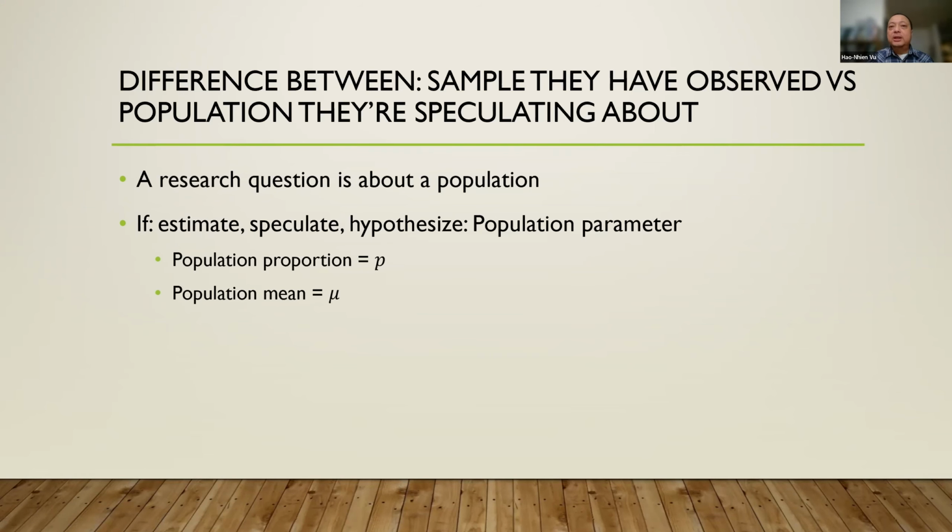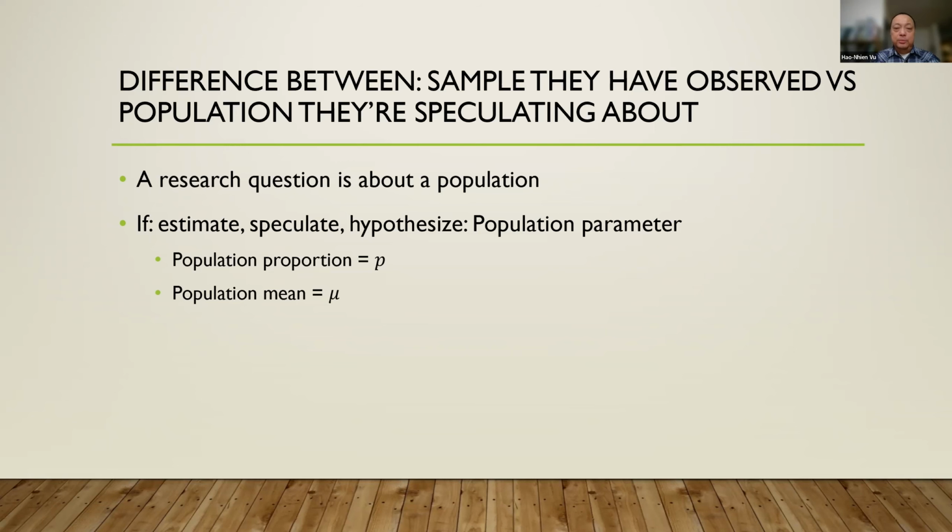If you see that the researcher in the question is trying to estimate some value, or they speculate or hypothesize something about a certain value, that makes that value a population parameter, a population proportion of P, or a population mean of mu.